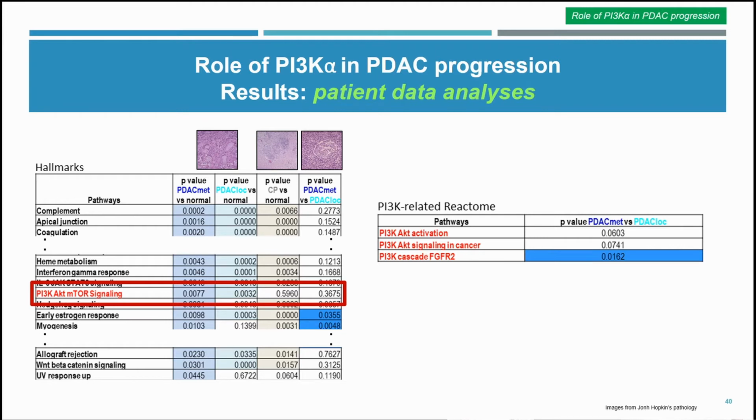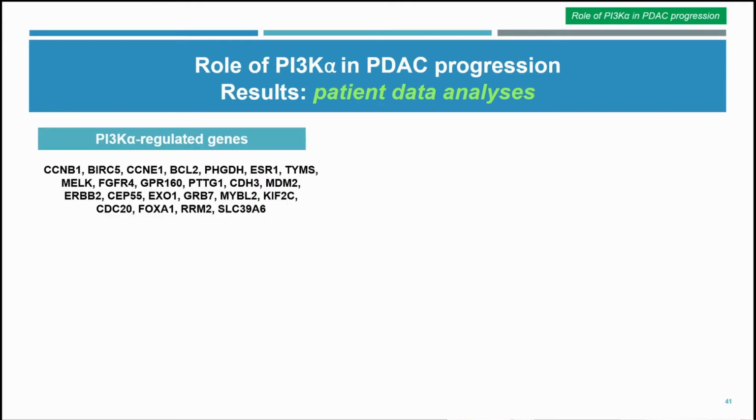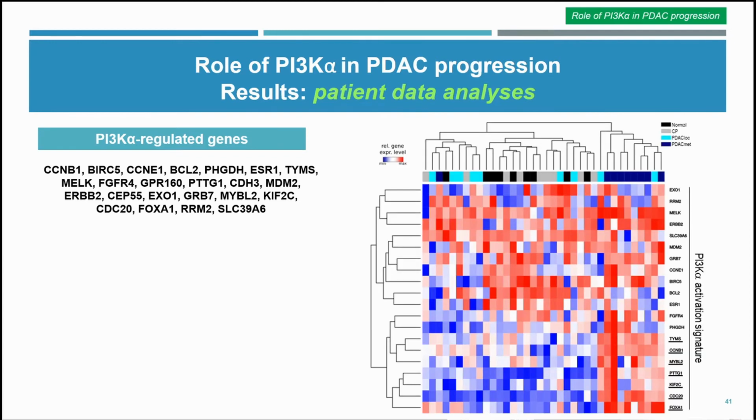which would suggest that in these patients there's a differential activation of receptor tyrosine kinases. We know that PI3K alpha is the main PI3K isoform activated downstream of receptor tyrosine kinases. So taking that into consideration, we created a PI3K-regulated signature of different genes, all regulated by PI3K alpha, and this signature allowed us to cluster normal, chronic pancreatitis, localized and metastatic cancer patients. We also observed that metastatic patients presented a higher activation of this subset of genes.